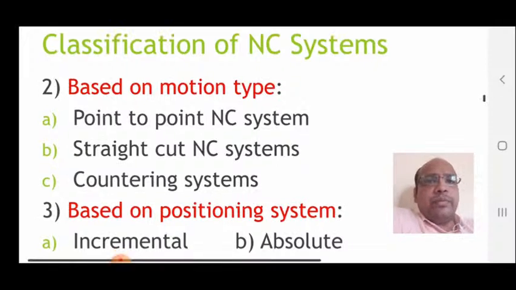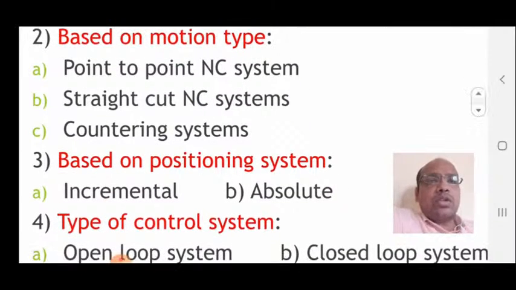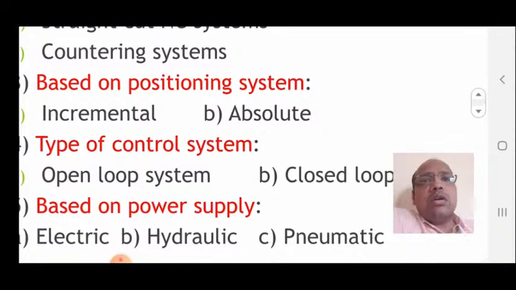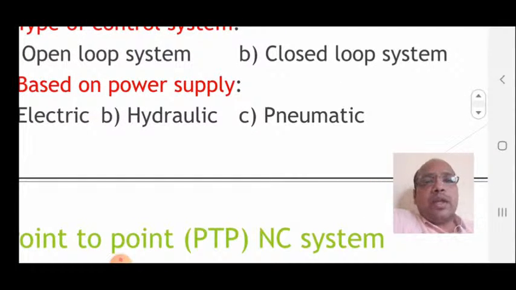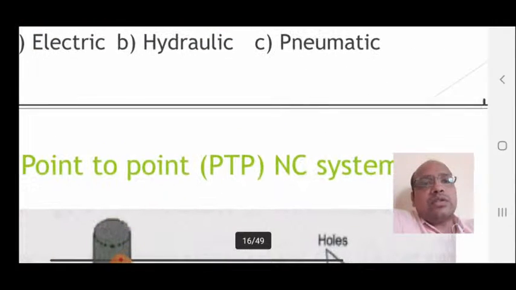First one is based on a motion type: point to point ENC system, then straight cut ENC system, then contouring ENC system. Next is based on positioning system: incremental ENC system, absolute ENC system. Then on the basis of control system: open loop control system and closed loop control system. And next one depends on power supply: electric power supply, hydraulic power supply or pneumatic power supply. So let us understand these types of ENC system one by one.